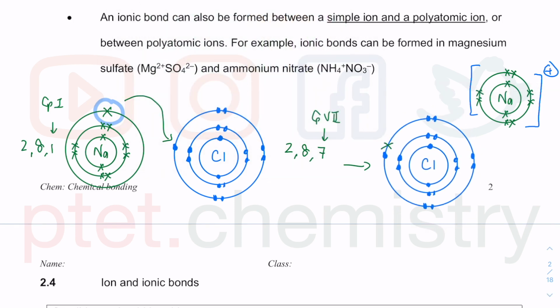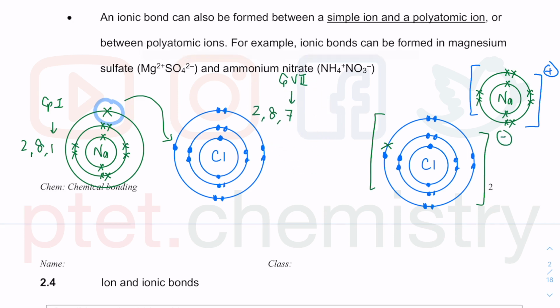So I already gained 1 cross. I already gained the electron from the sodium. So what happened there is I am going to be a minus charge like that. So basically that is what happens.